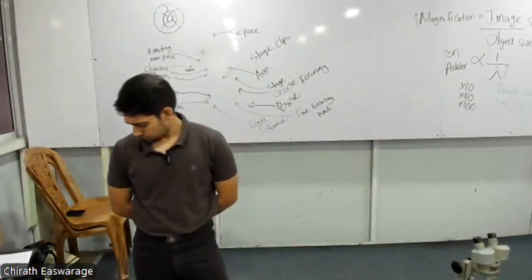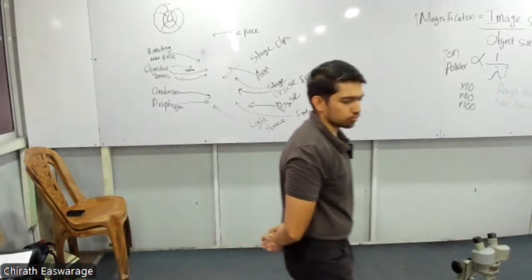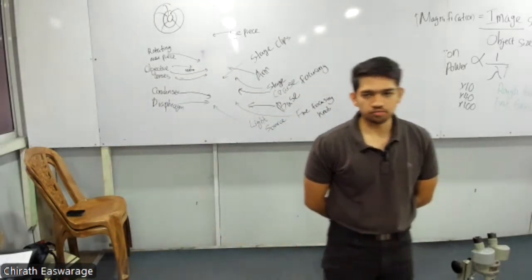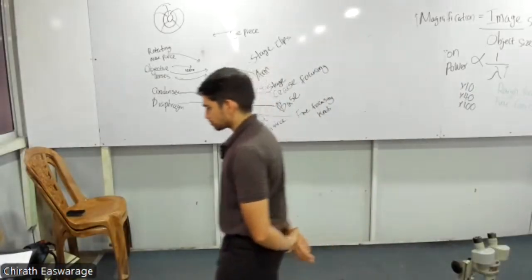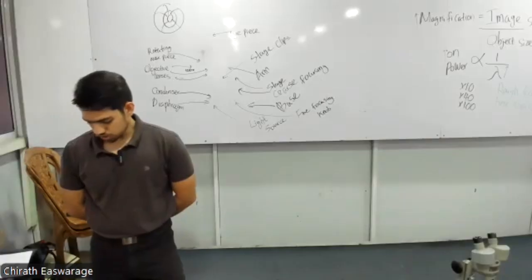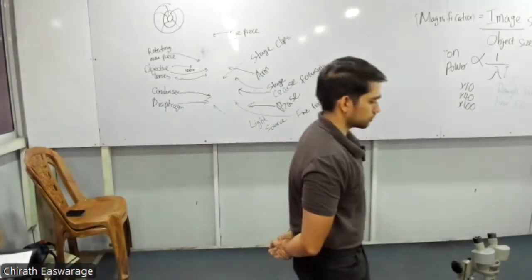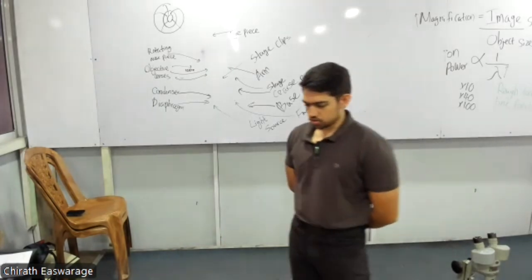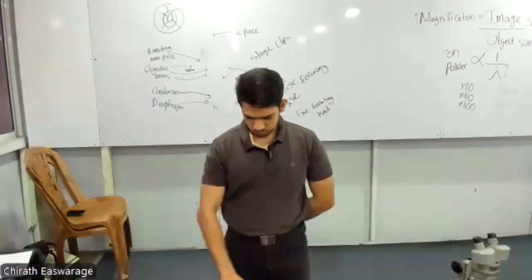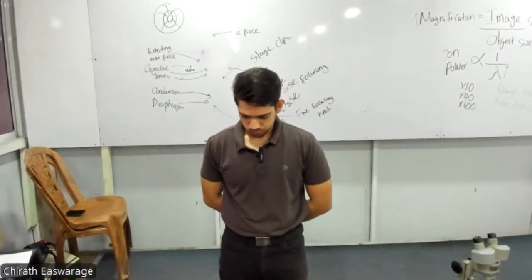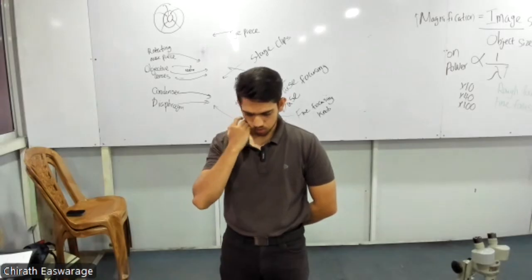Then cut the diaphragm knob, cut the knob part of it, just the diaphragm. The diaphragm controls the amount of light reaching the specimen. Online students, you can hear, right? Yes. Any questions you can send now.